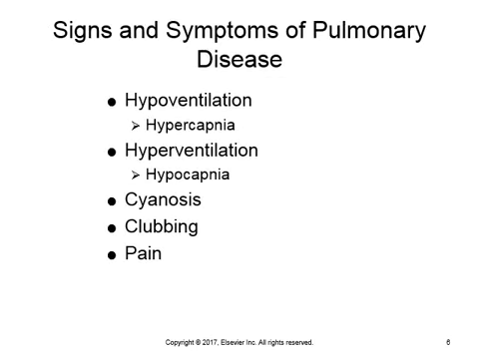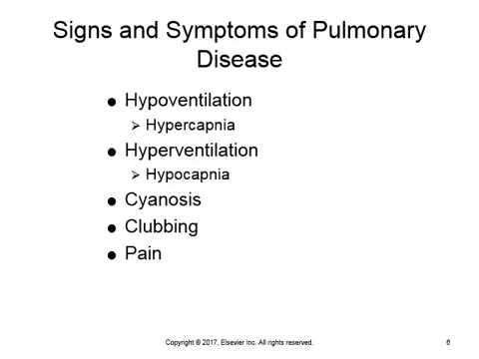Listed here are some common signs and symptoms of pulmonary disease: hypoventilation, which leads to hypercapnia; hyperventilation, which leads to hypocapnia; cyanosis, clubbing, and pain. Chest pain, often pleuritic chest pain.